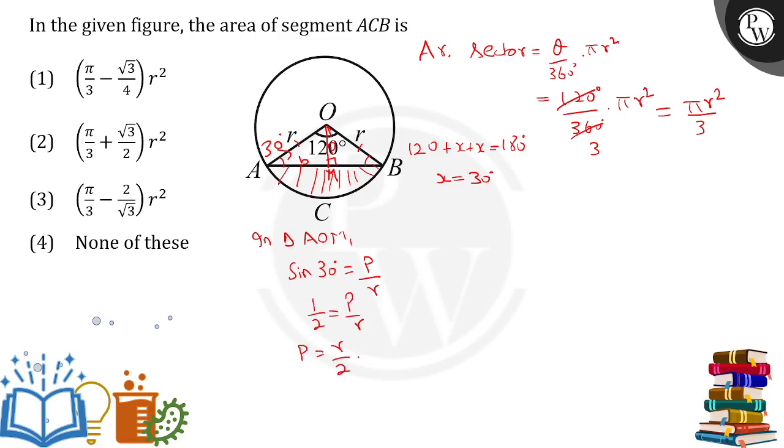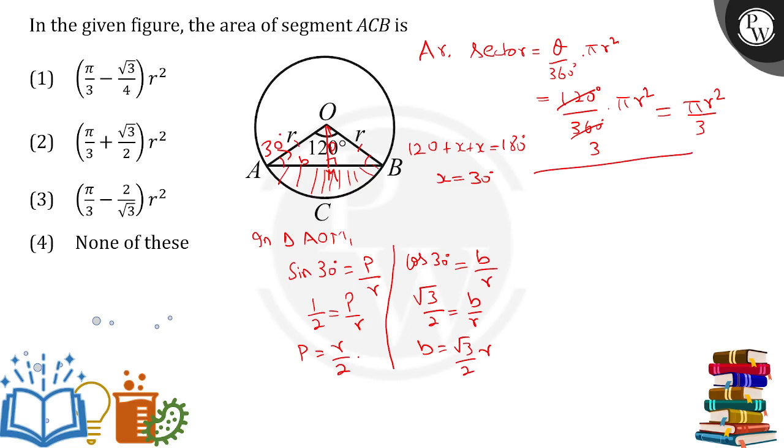Fine. Another trigonometric ratio which I can consider over here is the cos of 30 degree. Why cos? Because I need the value of B as well. So cos 30 degree is B by R, that means base by hypotenuse. Cos 30 degree is root 3 by 2, so root 3 by 2 equals B by R. In terms of R, the value of B comes out to be root 3 by 2 into R. We have the base, we have the perpendicular. Now base is only this much length from A to M. I need the value of AB.